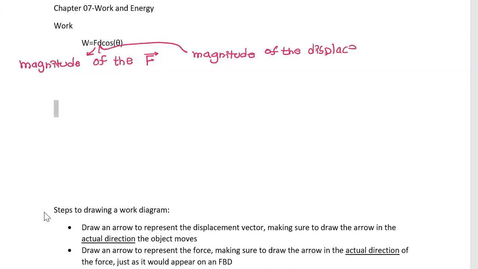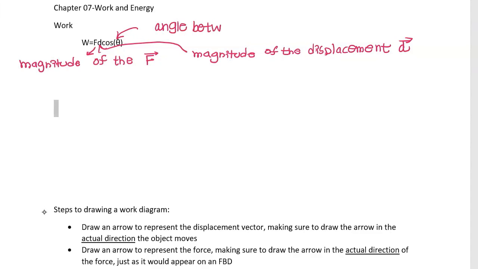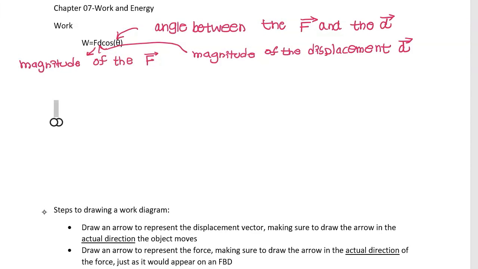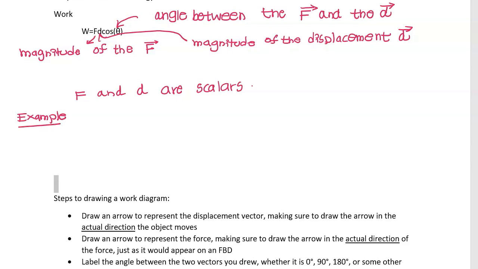So F and D are scalars, so they are not negative. Do not put a positive or a negative sign on force or displacement because they're just magnitudes. The cosine of the angle will take care of the sign of the work. So work is a scalar quantity. It can be either positive or negative. The positive or the negative sign comes from the cosine of the angle.